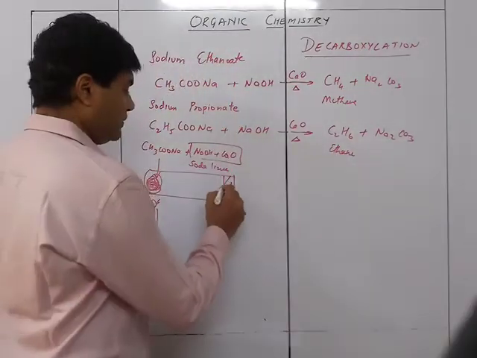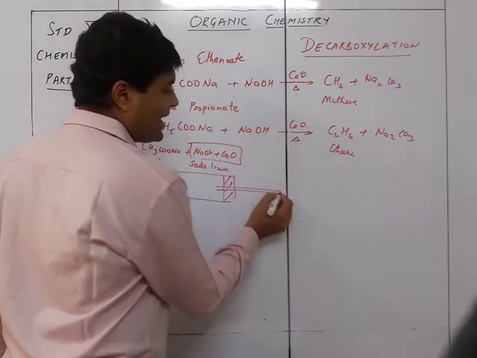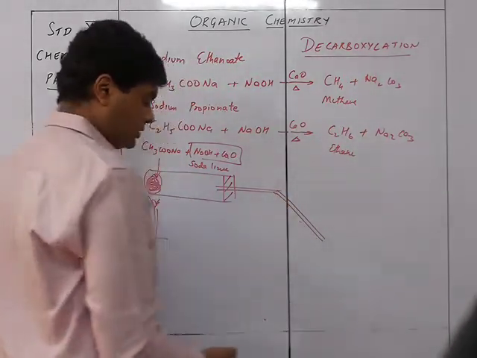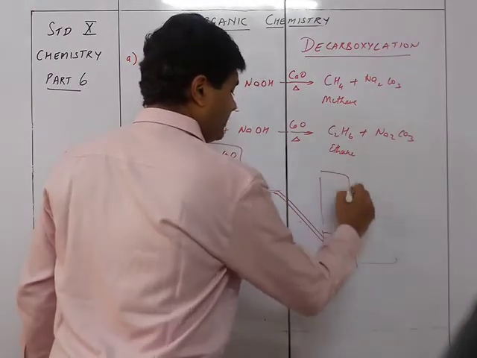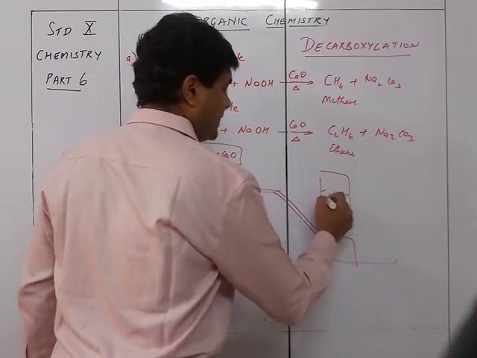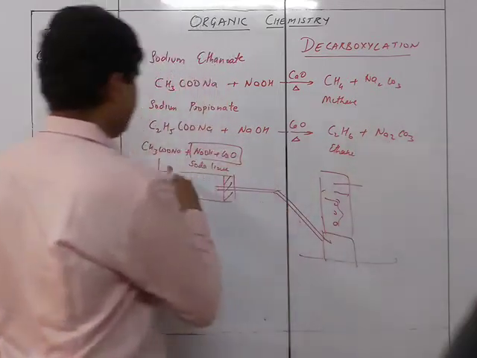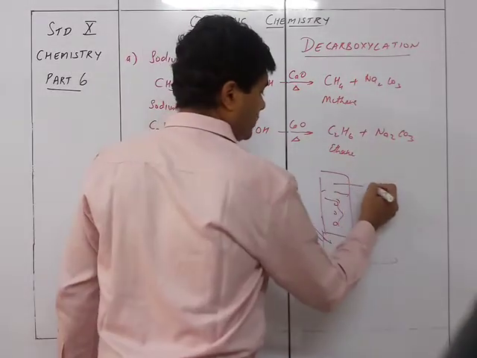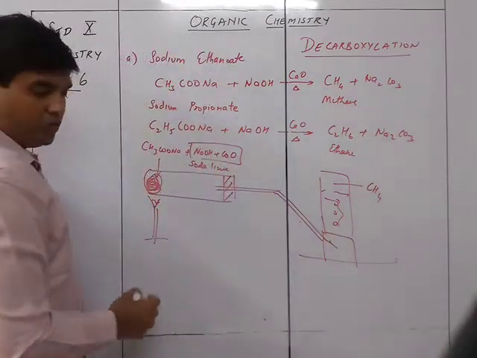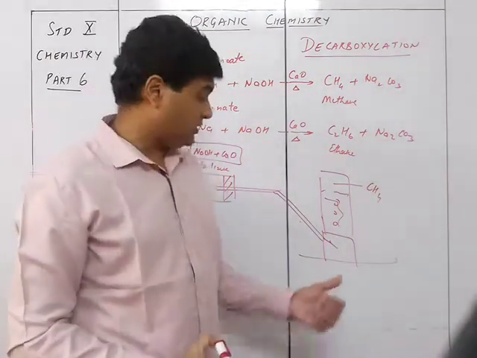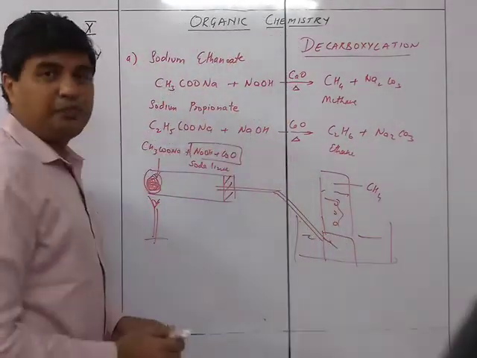And then you take it into a delivery tube. Now you know all organic compounds are insoluble in water, so you are always going to collect them in water, underwater. There is water here, and you bubble the gas out into it. Because you have taken this, it will be methane, CH4. So you have a glass jar with water, and we collect this by the downward displacement of water.